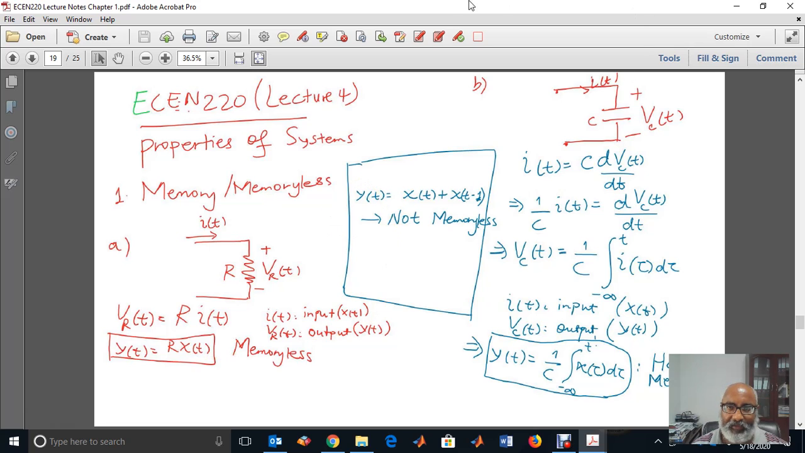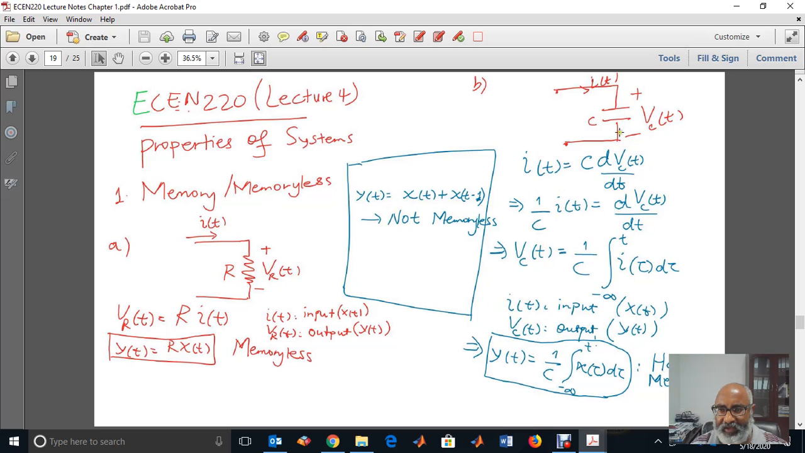If I have another example, y(t) is equal to x(t) plus x(t minus 1). x(t) means the input at present time t, and x(t minus 1) means the previous input. So the output depends on the present input and the previous input, which is not a memoryless system. The system has memory, because it has to store the previous input to get the output y(t).